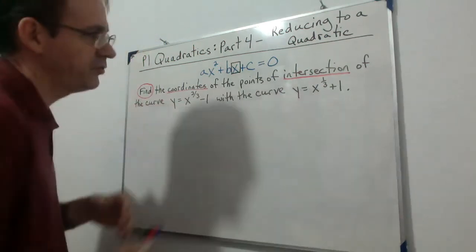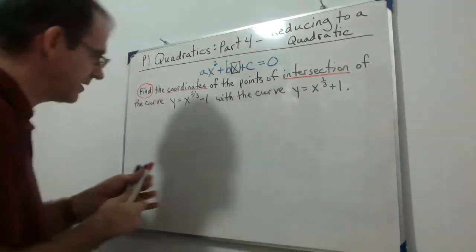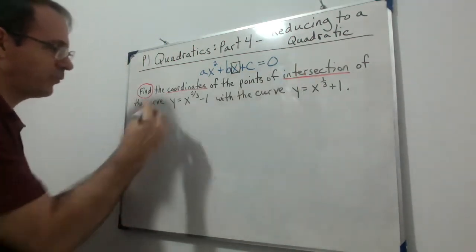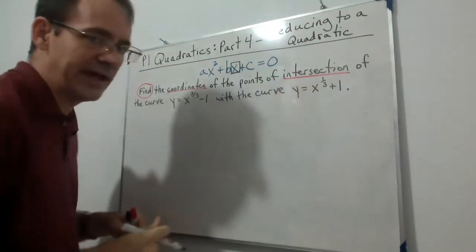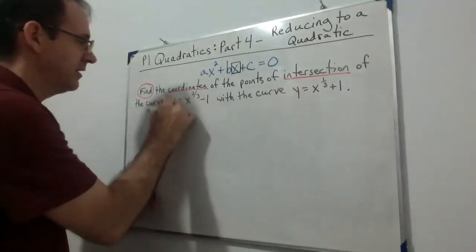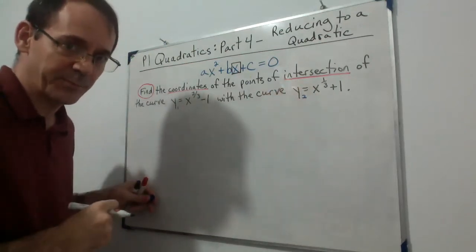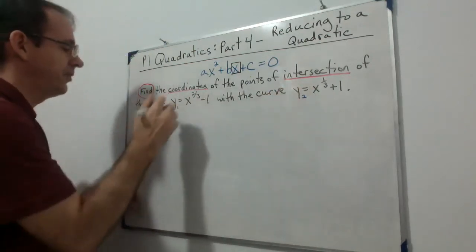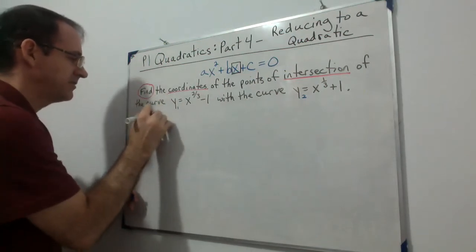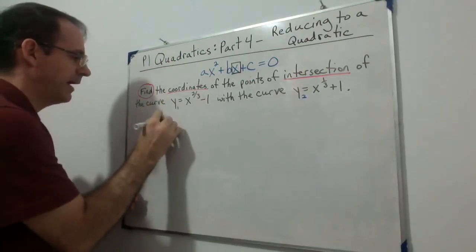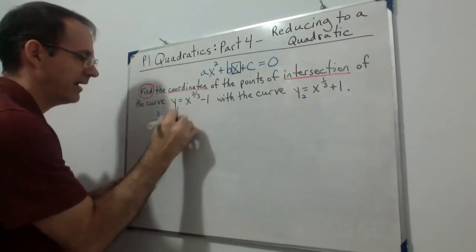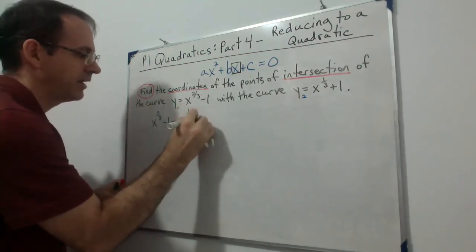Now we got these 2 curves. We know that they intersect. So that means if y equals this and y equals that, and they intersect, then that means y1 equals y2, at least for the points of intersection. That means x to the 2/3 minus 1 equals x to the 1/3 plus 1.